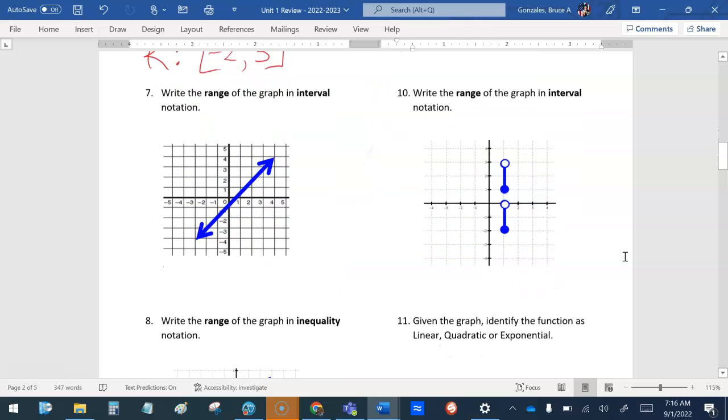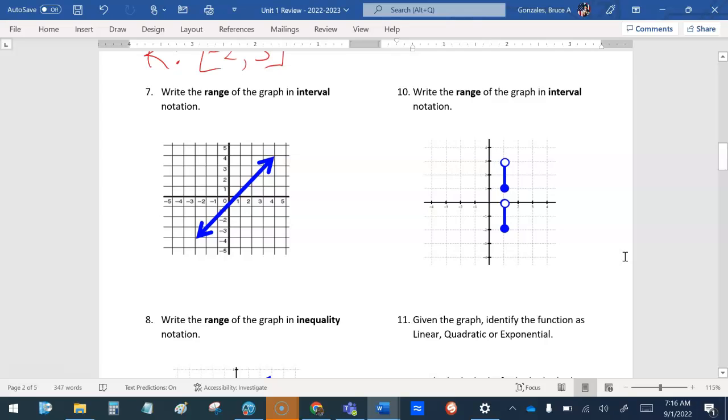Number 7, write the range of the graph in interval notation. So again, range is y from bottom to top. Now think about this. How far down does this go if it's got an arrowhead? Well, it goes forever. So I'm going to put parentheses negative infinity. And it goes up forever with the arrowhead. So it's infinity again. Remember, arrowheads go forever, so you have to use infinity.